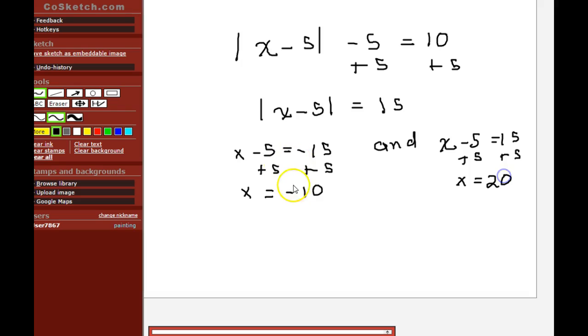So let's check these. If it's negative 10, take away 5 is negative 15. Absolute value of negative 15 is 15. That's true. 20 take away 5 is 15. Absolute value of 15 is 15. There's another way of checking.